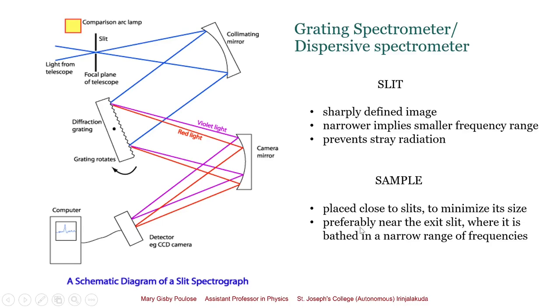It is preferably placed near the exit slit, where it is bathed in a narrow range of frequencies. If the sample is kept here, all the frequencies are falling into that sample. Whereas if the sample is placed at the exit slit, only particular frequencies will be falling at a time, since we are tuning it using the grating. So placing it near the exit slit is preferred.